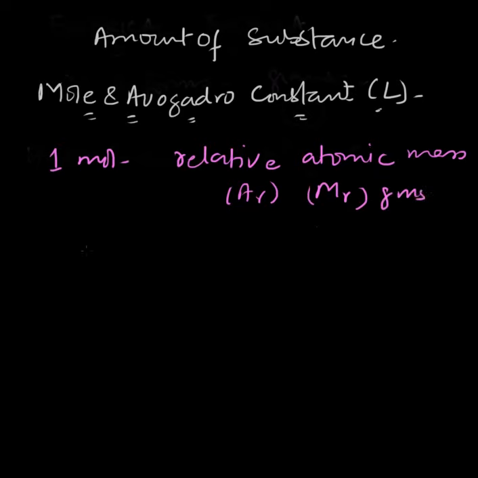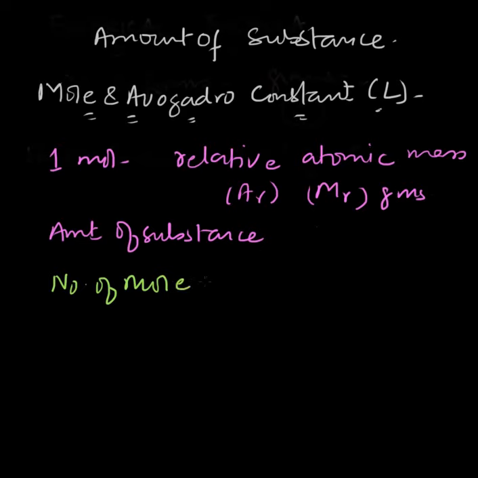So an amount of substance is measured in moles. So what is mole measuring? Amount of substance is measured by number of moles. And what is this number of moles thing, right? So number of moles can be basically calculated as mass of substance in grams divided by mass of 1 mole of that substance.